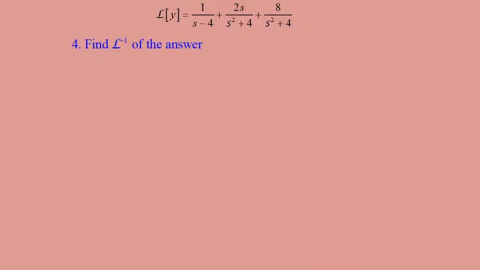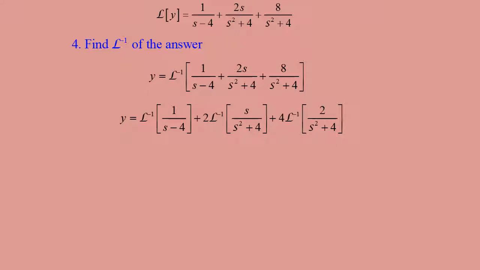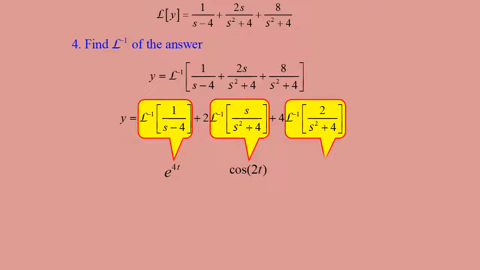We need to find the inverse Laplace transform of each term of that expression. So, again, we look in our table. I'm not going to pull up the table and do all of this, but you can verify by looking in your table. The inverse Laplace of 1 over s minus 4, the inverse Laplace of s over s squared plus 4, and the inverse Laplace of 2 over s squared plus 4. And there is our final answer.